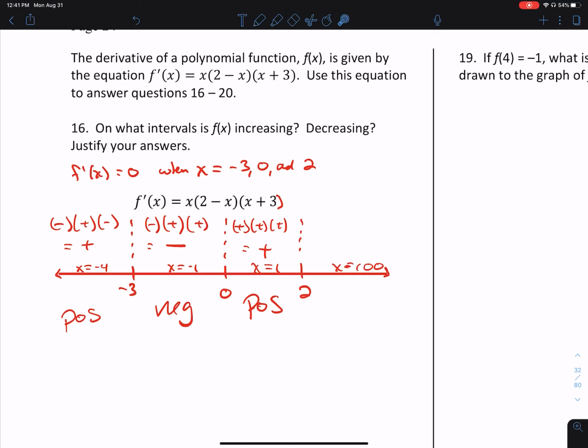And this last one, the reason I put 100 in, sometimes putting in big numbers is actually better, because 100's positive, 2 minus 100's negative, and then 100 plus 3 is positive. So I have a positive and a negative and a positive. Multiply those, I'm going to get a negative.